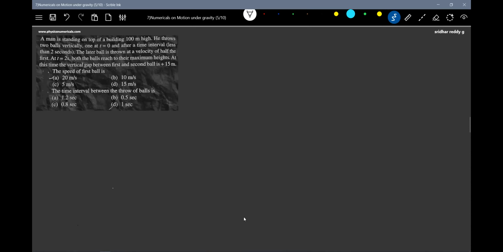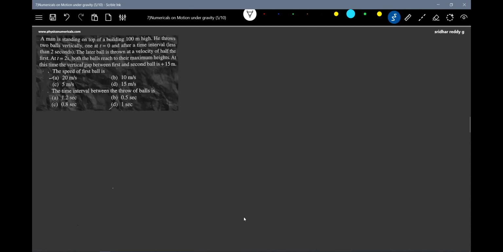Read the question. A man is standing on top of a building 100 meters high. He throws two balls vertically, one at t equals 0. And after a time interval less than 2, the later ball is thrown at a velocity half of the first. At time t, both the balls reach their maximum heights. At this time, the vertical gap between the first and second ball is 15 meters.